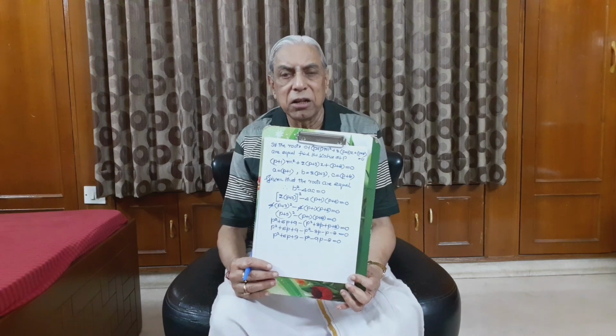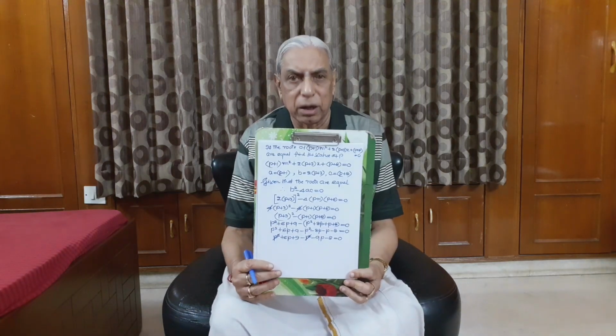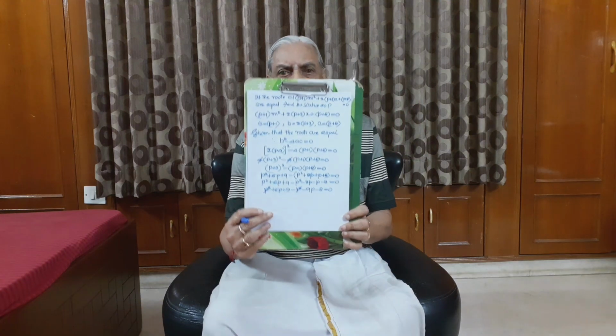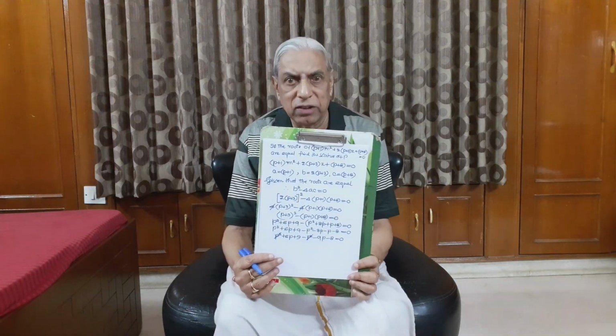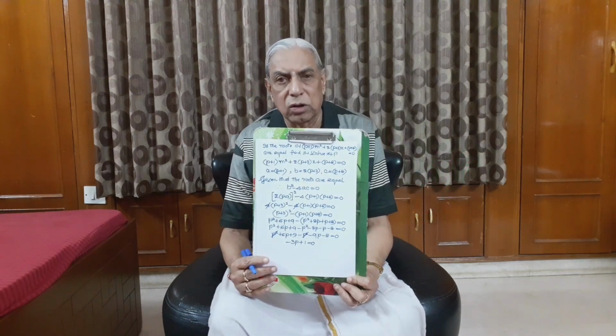Now once again, one plus p square is there, and another minus p square is there. They get cancelled. P square gets cancelled with minus p square. Remove that and then write it. What is 6p minus 9p? 6p minus 9p means it is minus 3p. Then plus 9 minus 8. Plus 9 minus 8 means plus 1 equals 0. Then minus 3p plus 1 equals 0.